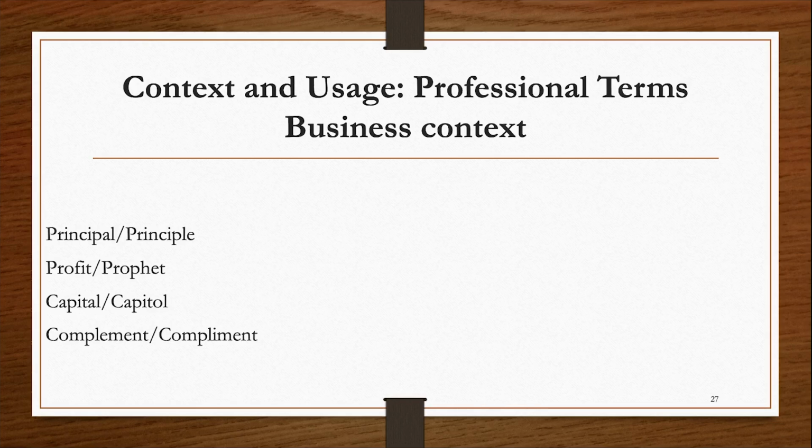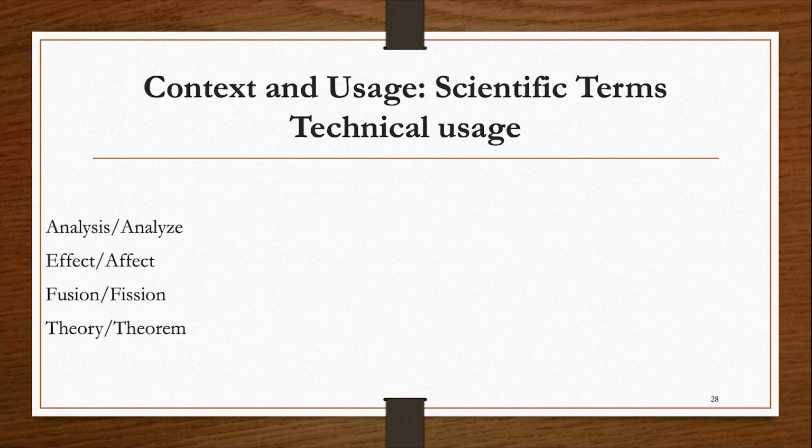The next is complement. Complement is something that completes or enhances. The red scarf complements her dress perfectly. Whereas compliment is a polite expression of praise or admiration. He gave her a nice compliment on her presentation. Now, moving on, some scientific terms.